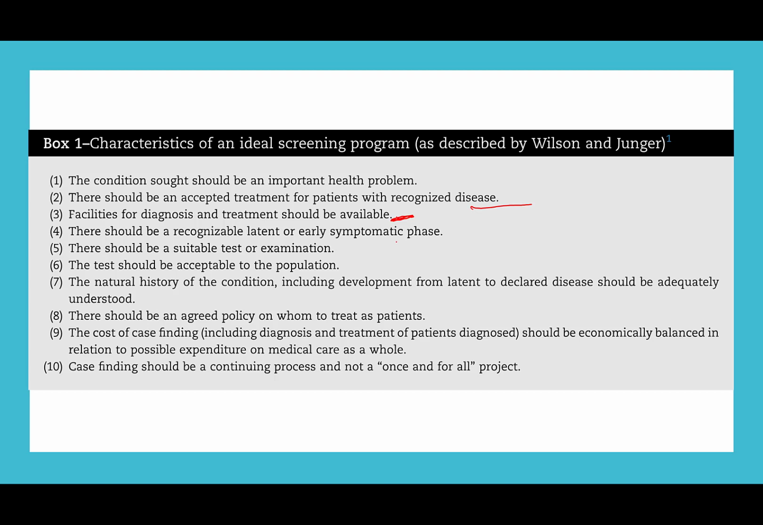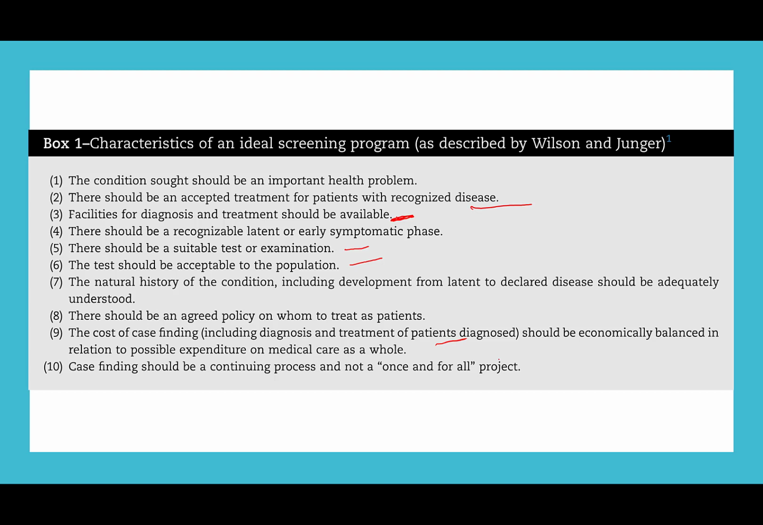There may have to be an early symptomatic or latent phase in most of the conditions. In prenatal diagnostic conditions like Down syndrome, it is so. And there should be an easily applicable test, and the test should be acceptable to the population. With regard to prenatal diagnosis, it is common, and in other countries it's widespread and widely practiced. Unfortunately, in our condition it's not so. And we should have some idea about the natural history of the condition, how it is developing and what will happen in the future if we don't treat them. And there should be an agreed policy of management of these patients, and the cost should be manageable, as I mentioned earlier. And then there should be a way of continuity of this program of screening.